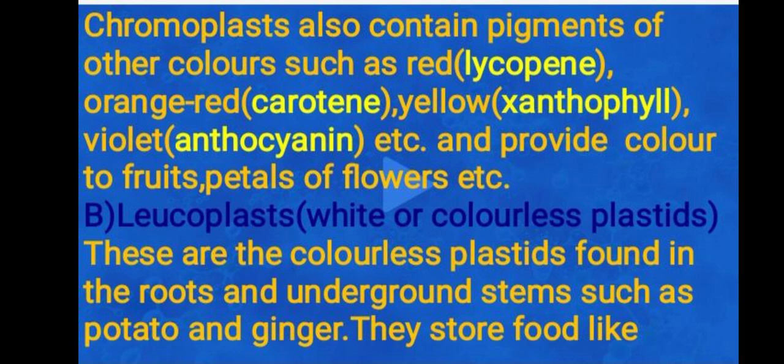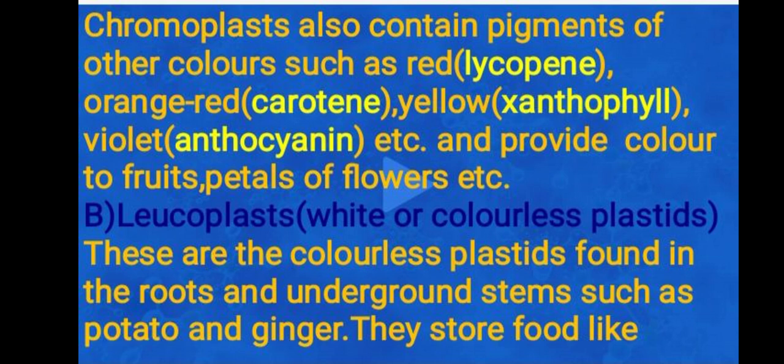Chromoplasts also contain pigments of other colors, such as red pigments called lycopene, and orange-red pigments called carotene. You can see it in carrot. Red pigments can be seen in tomatoes. Yellow pigments are called xanthophyll. You can find it in papaya also. Violet pigments are called anthocyanin. A very good example is beet. These colorful pigments provide color to fruits, petals of flowers, etc.